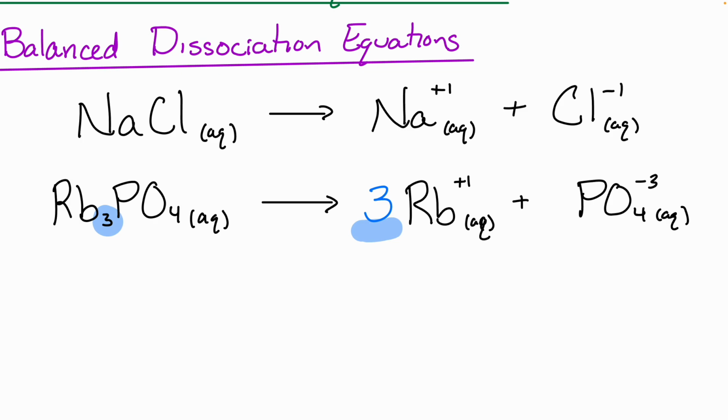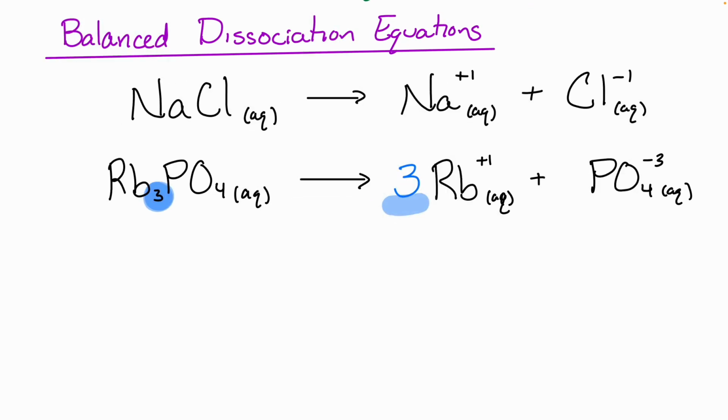All right, so notice how the number of rubidiums in my formula is going to become a coefficient when I do my dissociation equation. I got 3 of them, so when it breaks up, I need to show that there are going to be 3 rubidium ions floating around. All right, this is going to be a very similar skill to what we're going to need for writing net ionic equations.